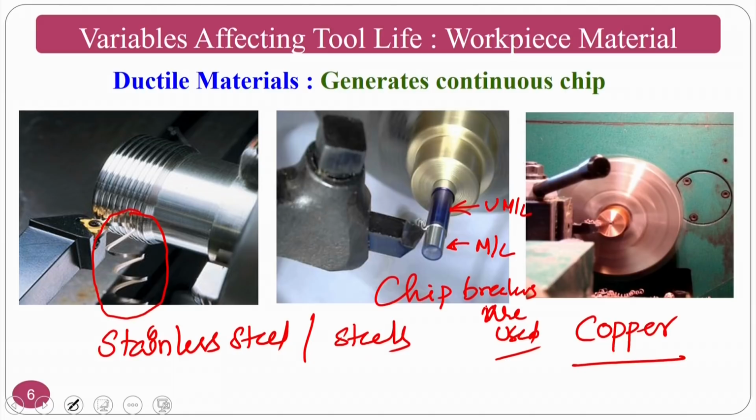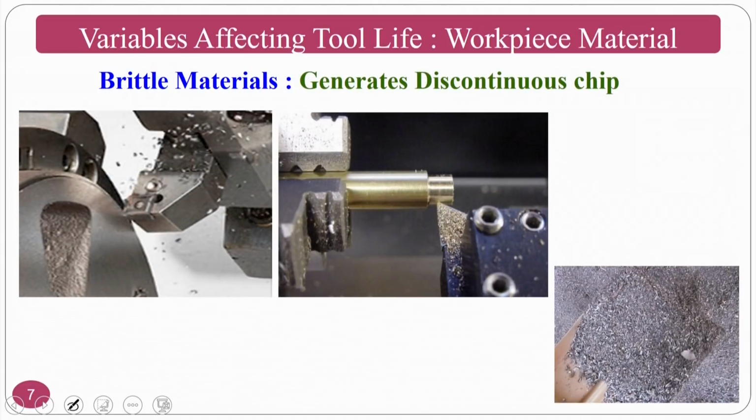So this is about the tool life. Tool life will improve if we can use a chip breaker for the continuous chip. Ductile materials will give the continuous chip, but brittle materials, the basic example of which, the first one we think of, is cast iron, normally called CI in short form, will generate discontinuous chips.